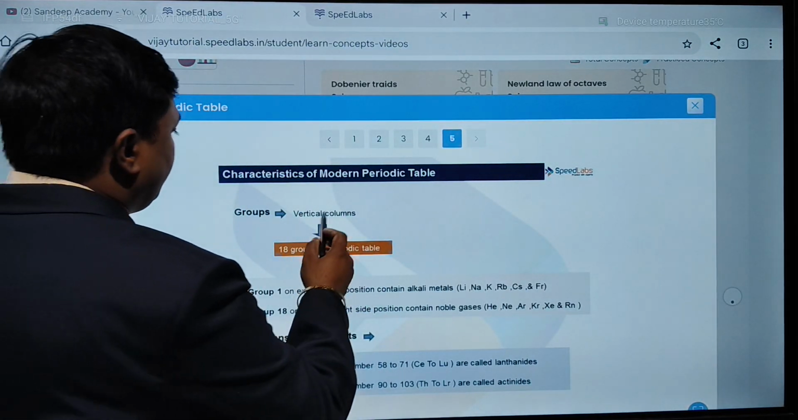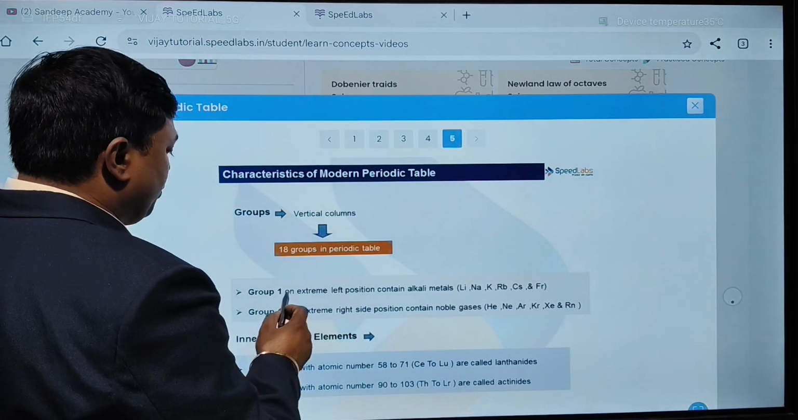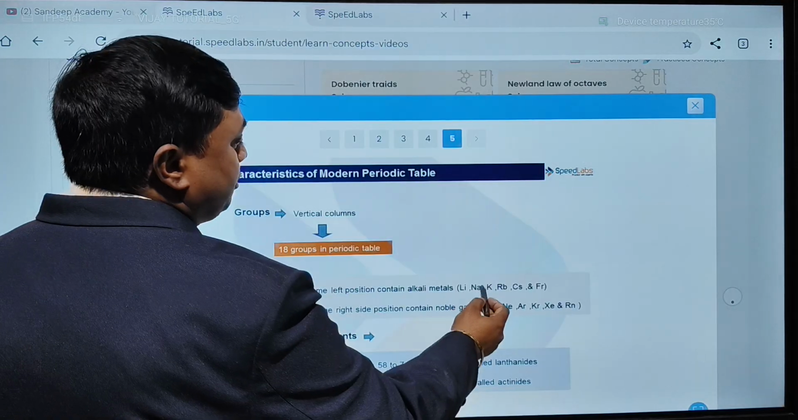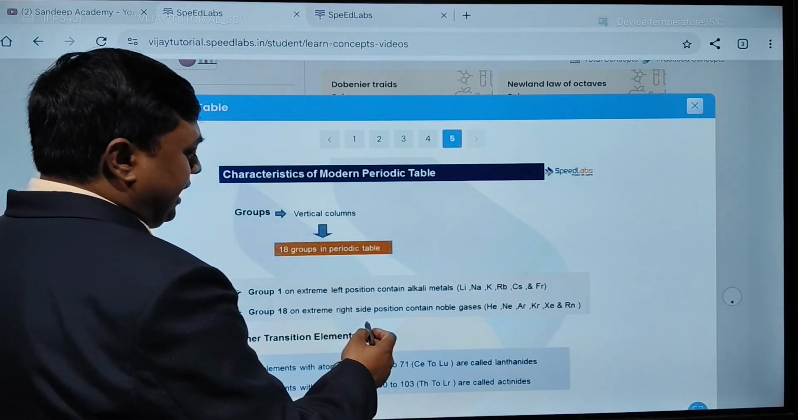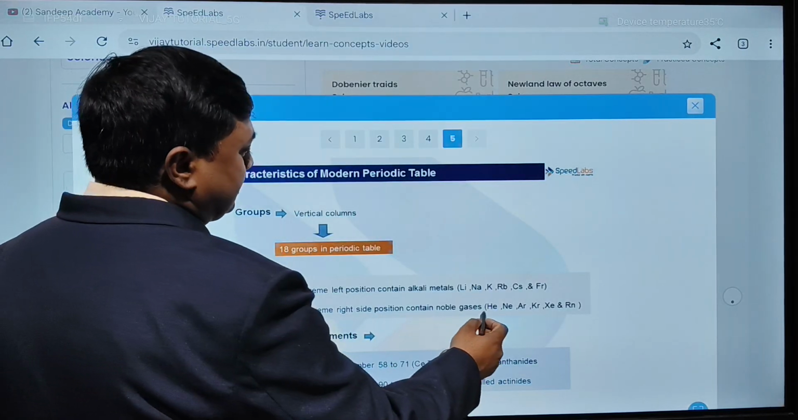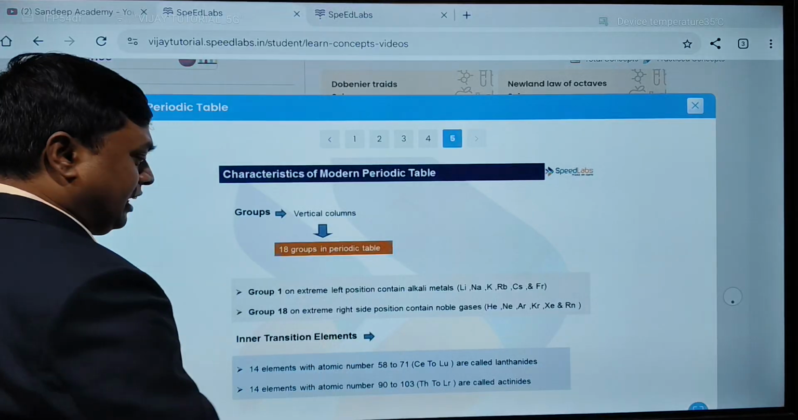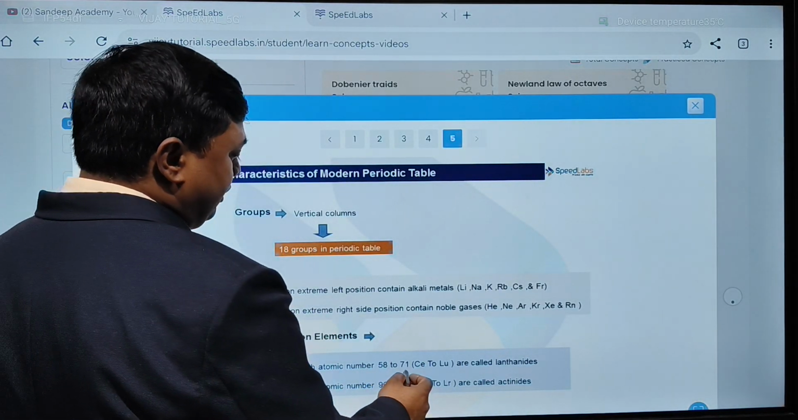What about the groups? Vertical columns are called groups. There are 18 groups in the periodic table. Group 1 on the extreme left position contains alkali metals like lithium, sodium, potassium, rubidium, cesium, and francium. Similarly, group 18 on the extreme right side contains noble gases like helium, neon, argon, krypton, xenon, and radon.